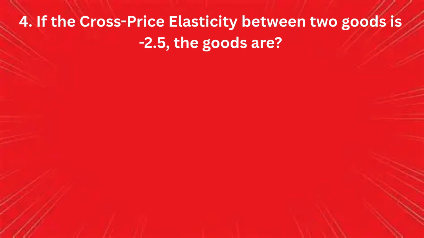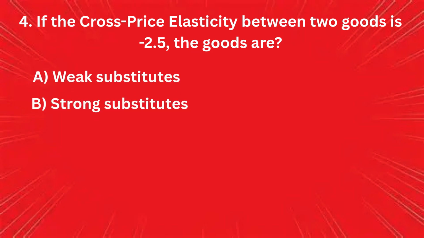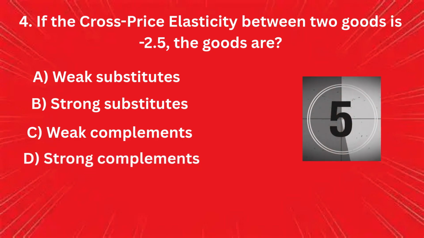4. If the cross-price elasticity between two goods is minus 2.5, the goods are A. Weak substitutes, B. Strong substitutes, C. Weak complements, D. Strong complements.